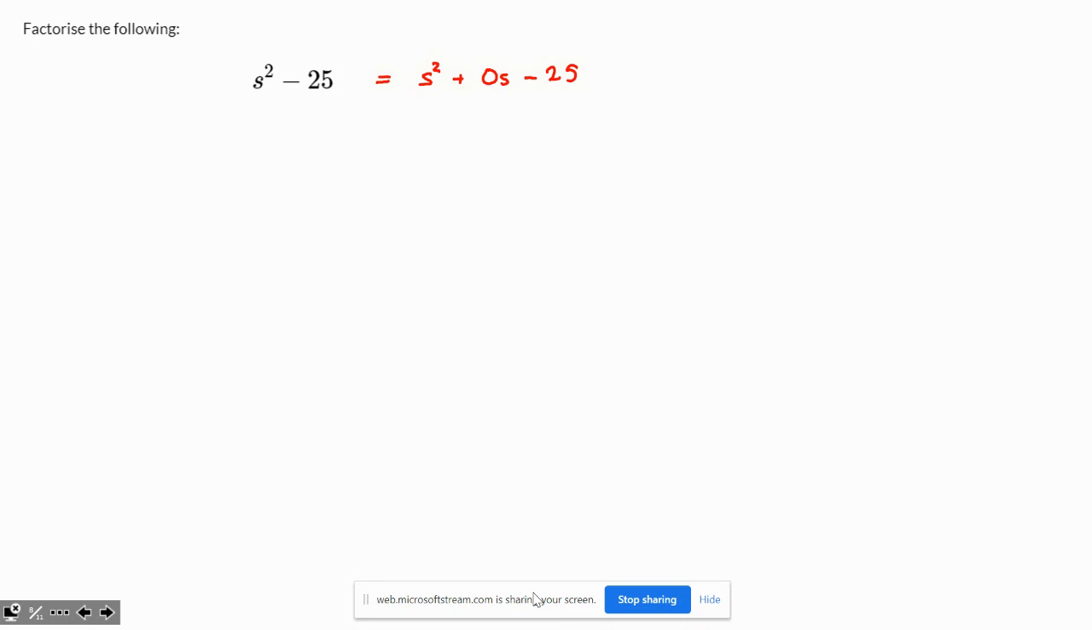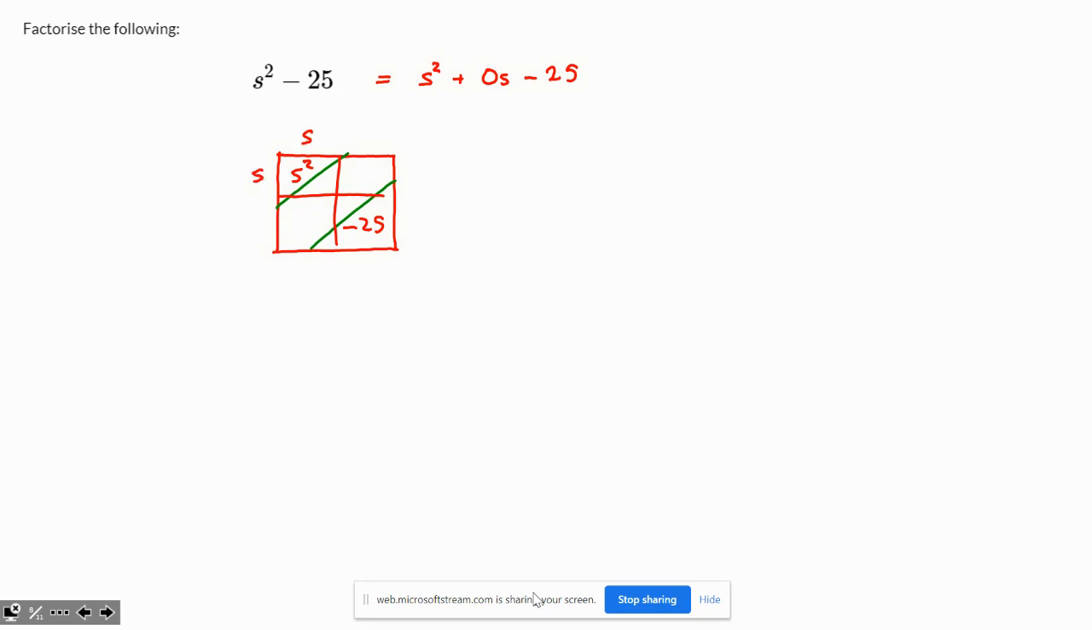All right, and if we were to do the grid for this, that means we have s squared here, negative 25 here, but it means that the number of s's on this diagonal is going to have to sum together to make 0 s's in total. So the number of s's in each of those is going to be plus or minus the same thing. Otherwise, we'll have a positive number of s's or a negative number of s's. So they have to cancel each other out. So we know we're going to have s here and s here.